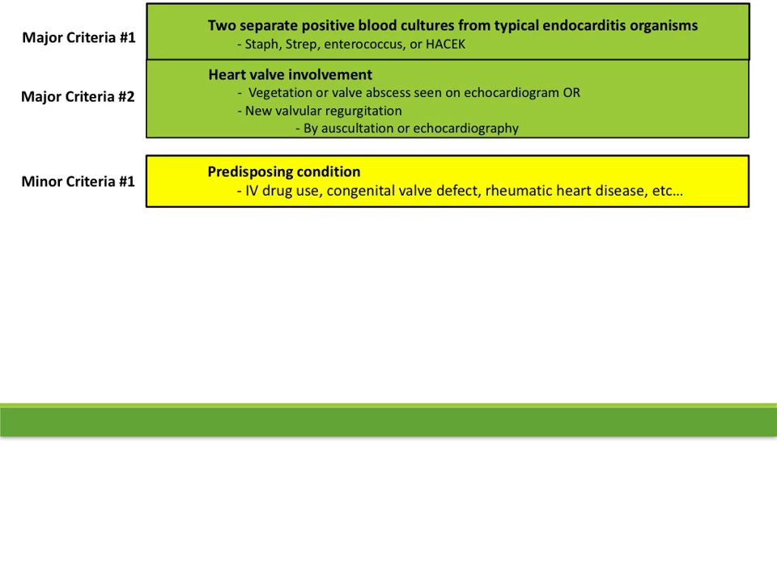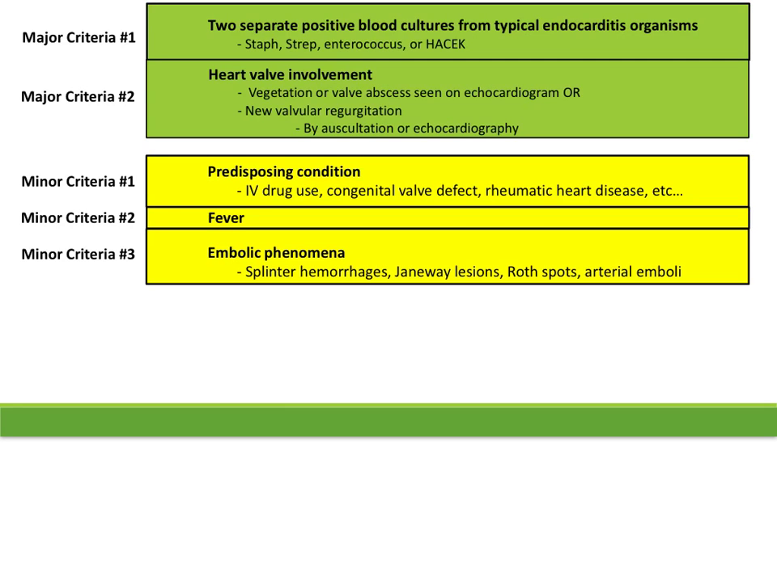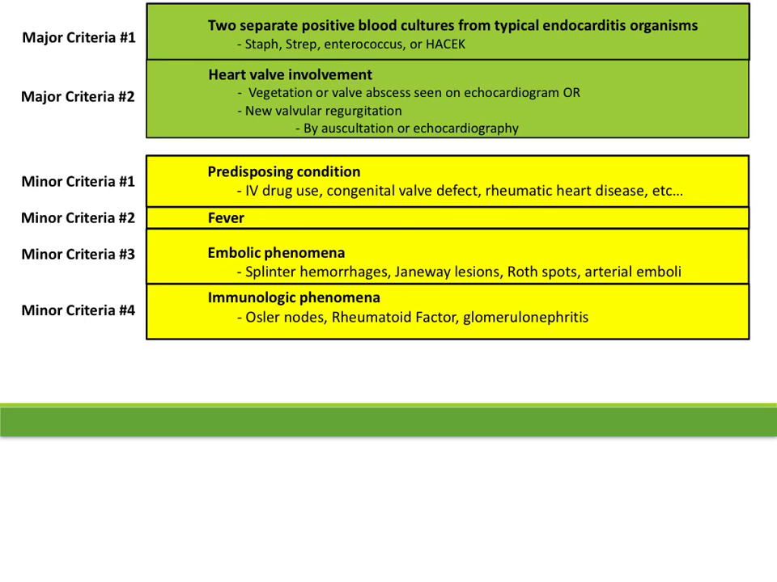The first minor criteria is a predisposing condition, either the use of intravenous drugs, a congenital valve defect, a history of rheumatic heart disease, or anything else we talked about in the pathophysiology section. The second minor criteria is a fever. The third is evidence of embolic phenomena: splinter hemorrhages, Janeway lesions, Roth spots, or any arterial emboli. The fourth is any immunologic phenomena, things like Osler nodes, positive rheumatoid factor, or glomerulonephritis.